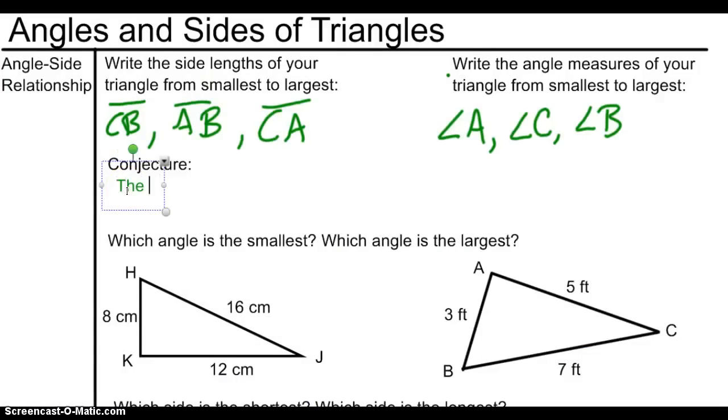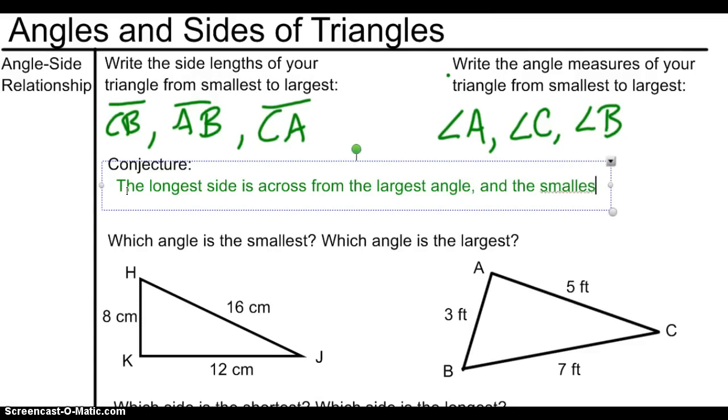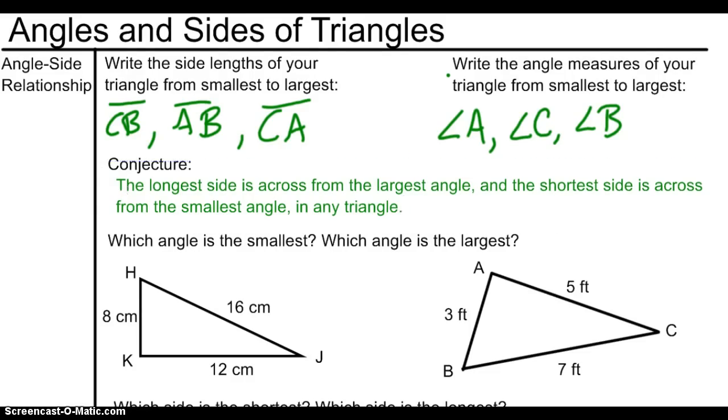I know that the longest side is across from the largest angle, and the smallest, or let's say shortest, side is across from the smallest angle, and of course the medium side's across the medium angle in any triangle. And in fact, that conjecture is a theorem. That is always true. If you've got yourself three different colors, you can actually draw a little picture to illustrate that, right?